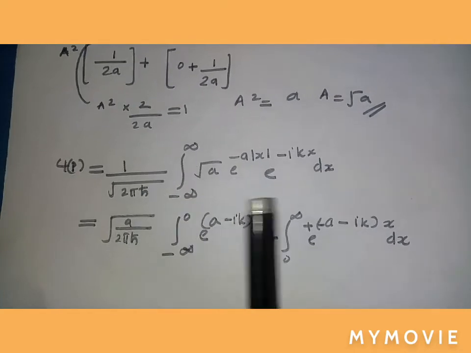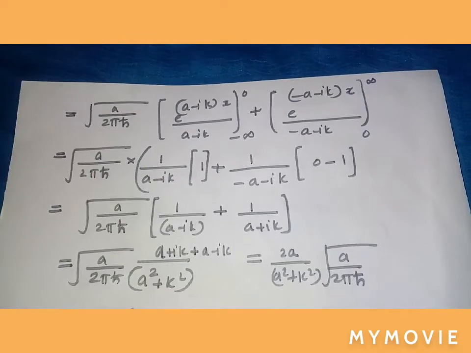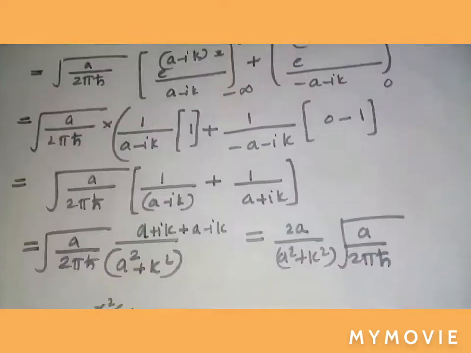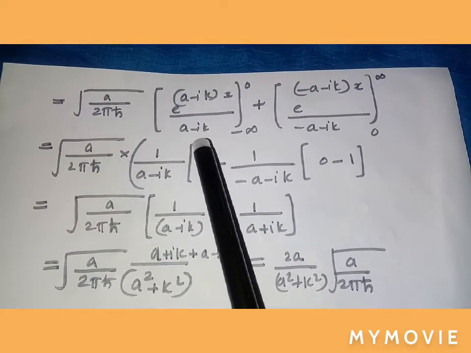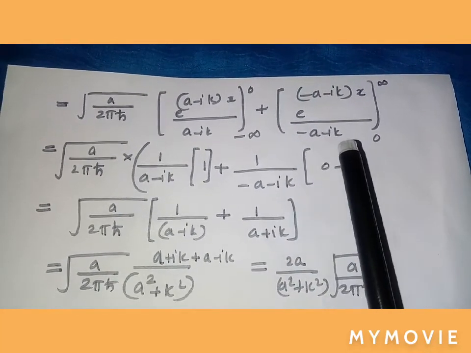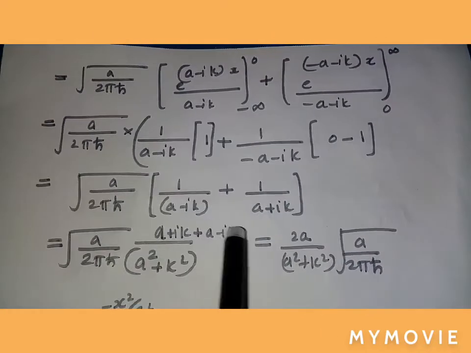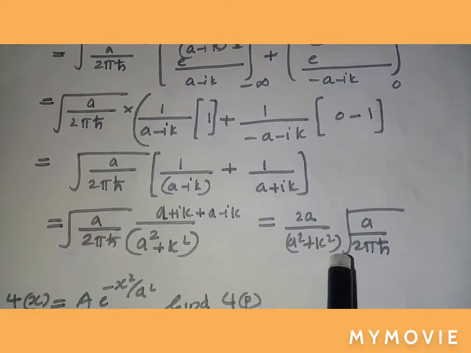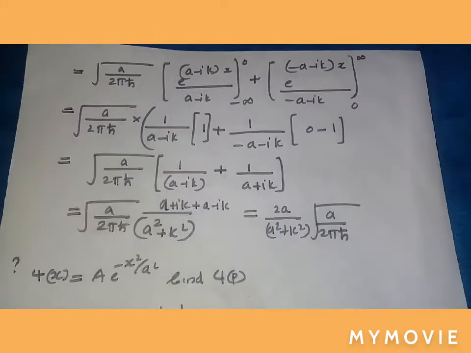So we get two e raised to functions, and after integration we know that the integral of e raised to ax is e raised to ax divided by a. So here we get e raised to (a minus ik) into x divided by (a minus ik), and e raised to minus (a minus ik) into x divided by minus (a minus ik). After putting in the limits and simplifying by cross multiplying, we get the answer as 2a divided by a square plus k square into under root a divided by 2 pi h cut. This is the answer for this question.